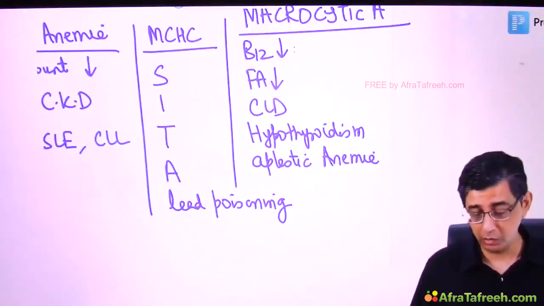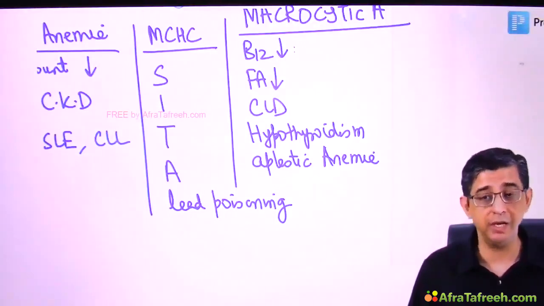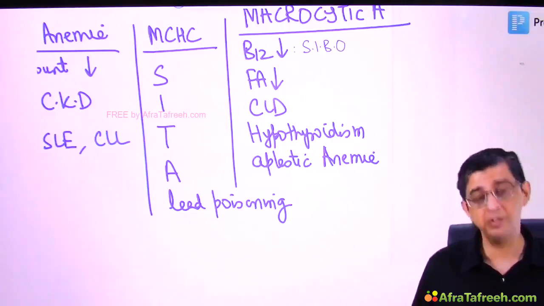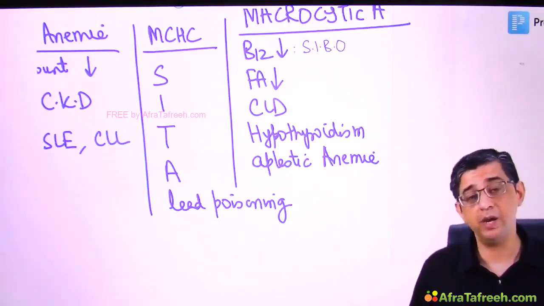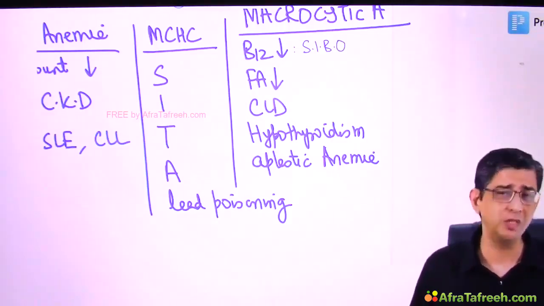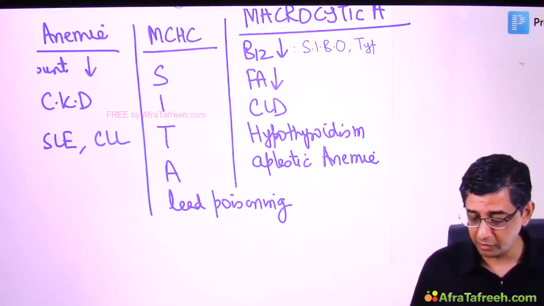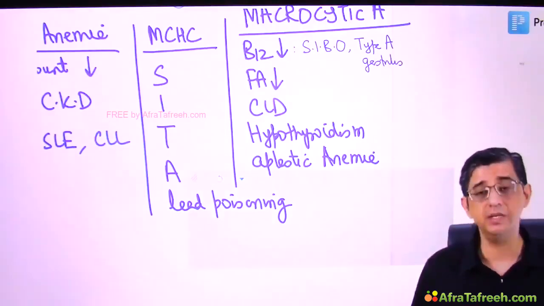So when it comes to especially vitamin B12 deficiency, it means the ileum is damaged. So he can talk about bacterial overgrowth syndrome, which may be written as small intestinal bacterial overgrowth, SIBO or BOS, bacterial overgrowth syndrome. Then intrinsic factor is important for B12 absorption, so he might write type A gastritis among the causes present here.